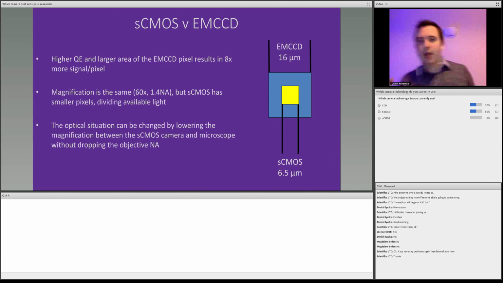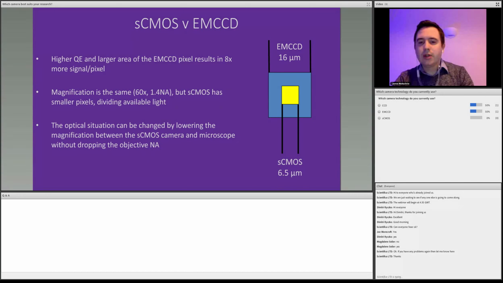Now, we mentioned how low noise the CMOS is, and EMCCD is suitable for very, very high sensitivity acquisitions where you want to go fast. And again, I said CMOS is very fast. So where would you pick a CMOS against an EMCCD? Well, when we look at the EMCCD, it has a much higher quantum efficiency, but more importantly, it has a larger pixel size.